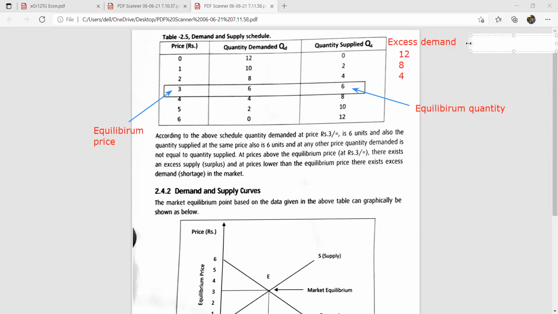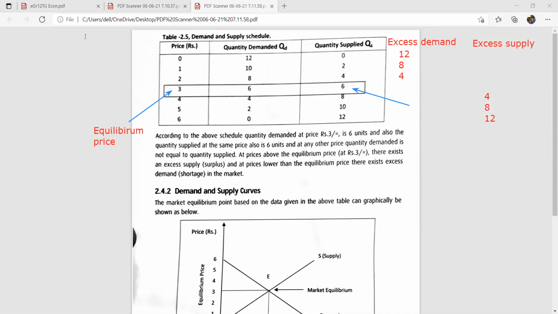When you look at excess supply, it happens after the equilibrium. Then we come to the prices. When the price is 4, supply is 8, but only 4 demanded, 4 is remaining. Then 10 supplied, but only 2 demanded, 8 is remaining. Finally, 12 is remaining. So excess supply happens in such a way.